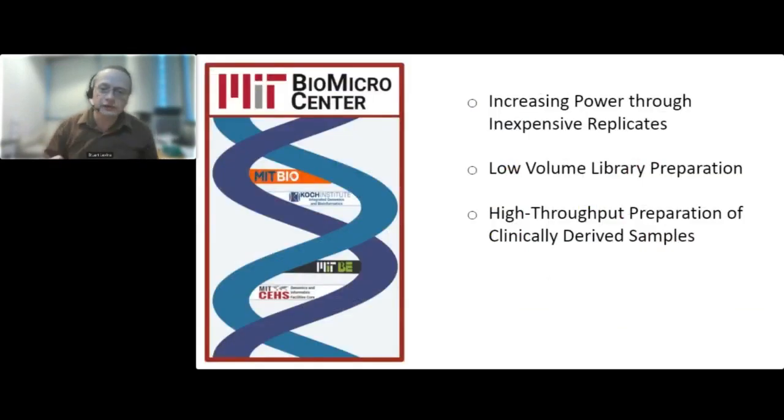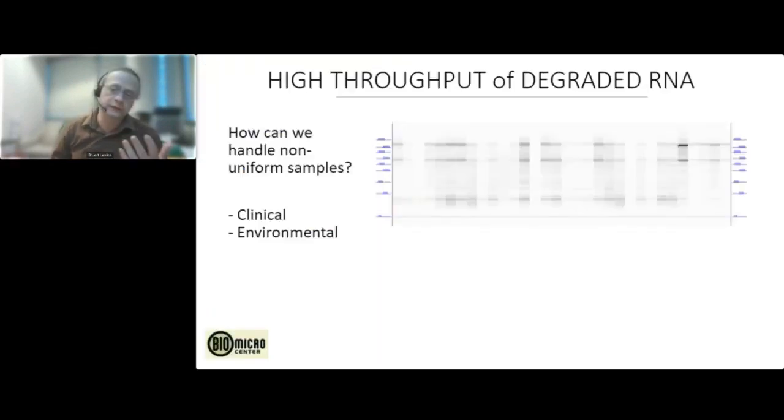Okay, so now I've talked about increasing our power through inexpensive replicates and how we've been able to use low volume library preparation to enable this. So now I'm going to move through how we look at clinically derived samples and where this comes from. Well, in automation, we're expecting all the samples to be the same at the point we begin. And then samples come in when you deal with clinical samples, and this is what they look like. You need samples to come in that are all identical, and here we have samples coming in from clinically derived samples, and they're highly diverse.